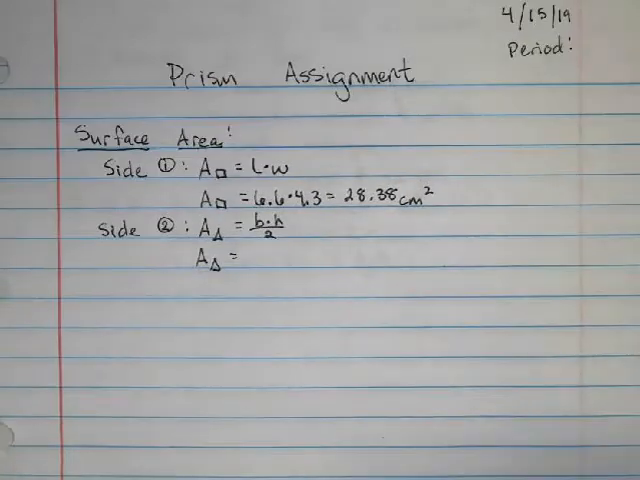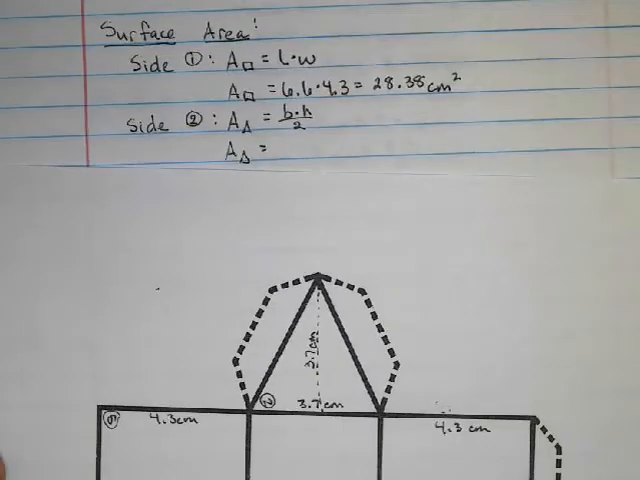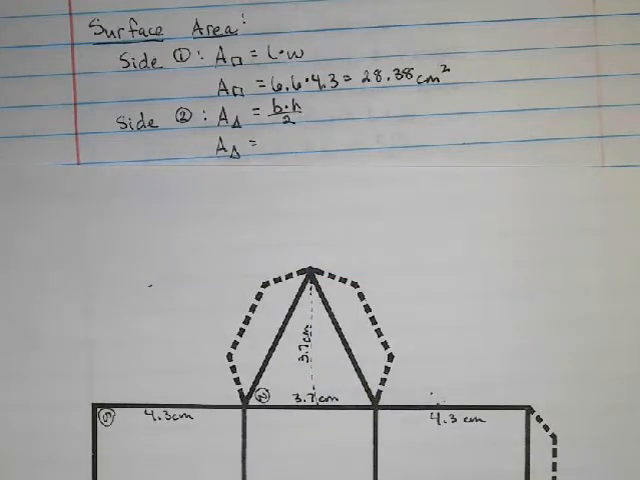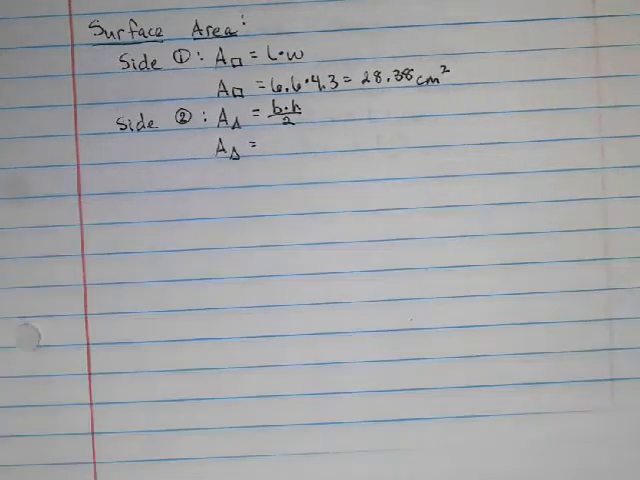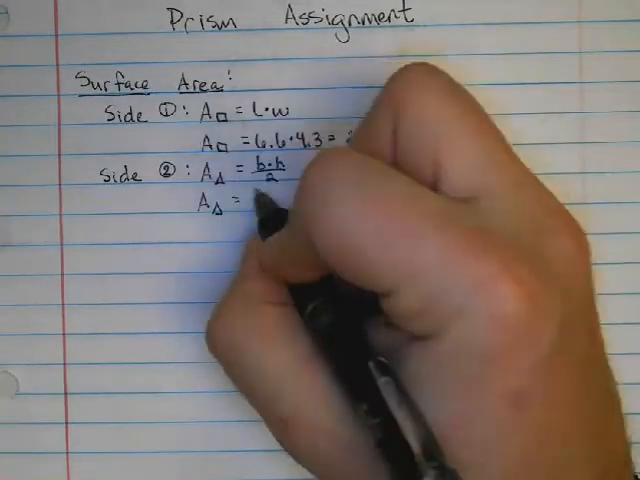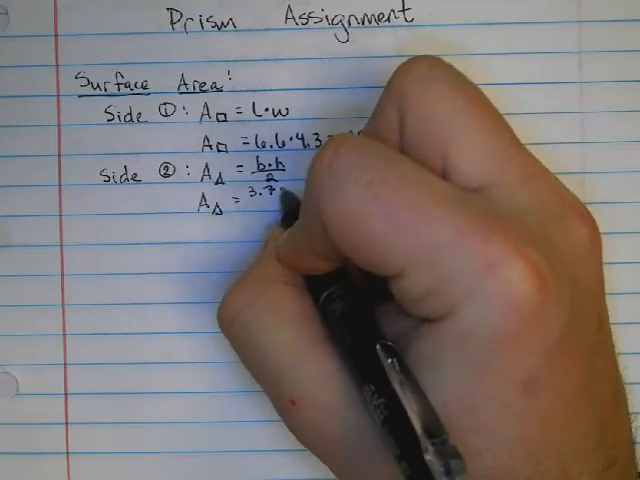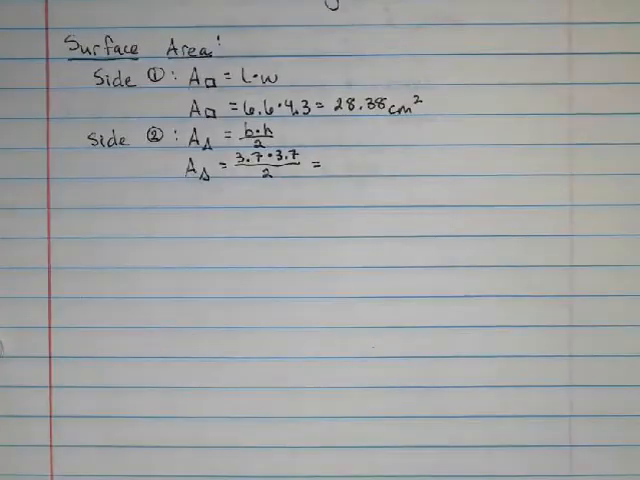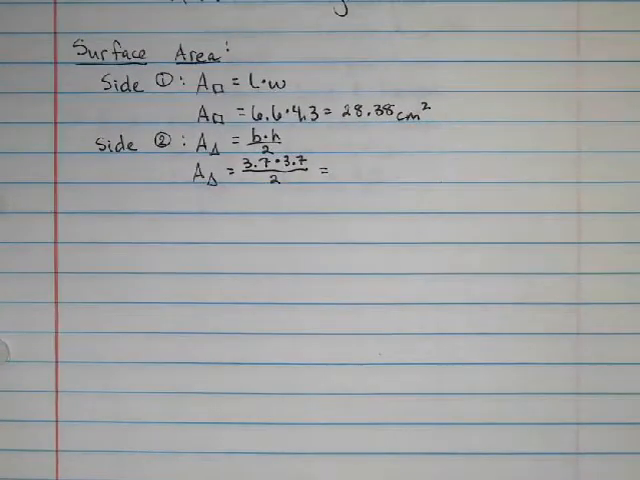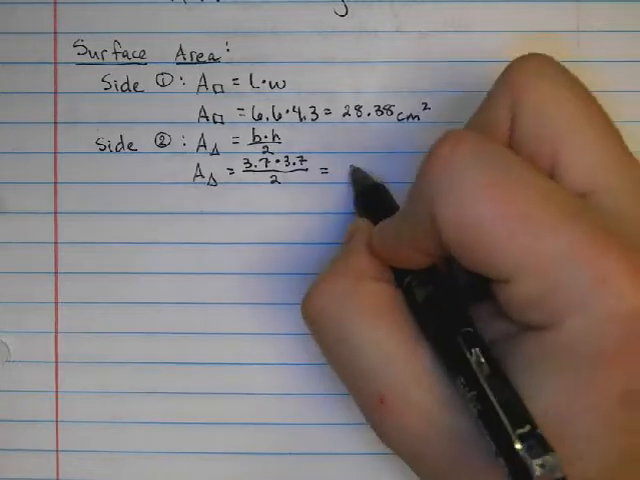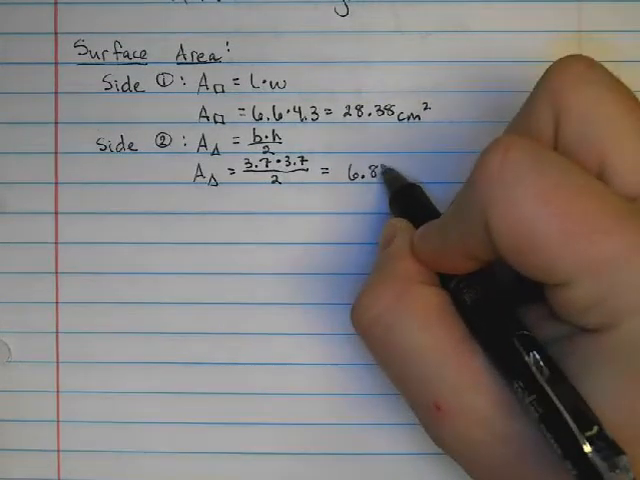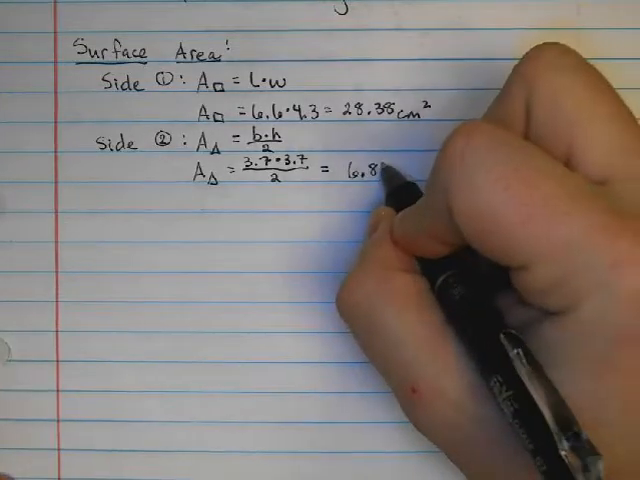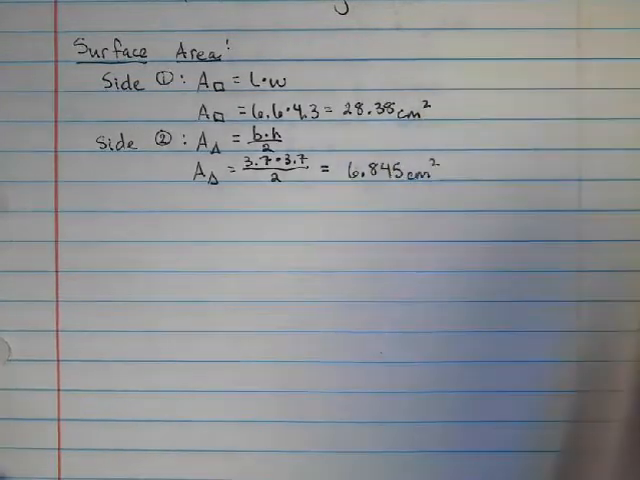I'm looking at side 2 now. So here's side 2 with a base of 3.7 and a height of 3.7. So I'm going to plug in 3.7 for both the base and the height. So we'll have 3.7 times 3.7. Then I'll divide that by 2. And when I do that, 3.7 times 3.7 divided by 2, I get 6.845 centimeters squared.